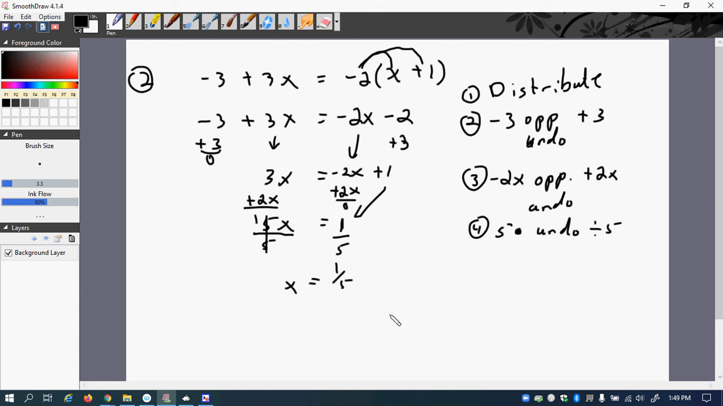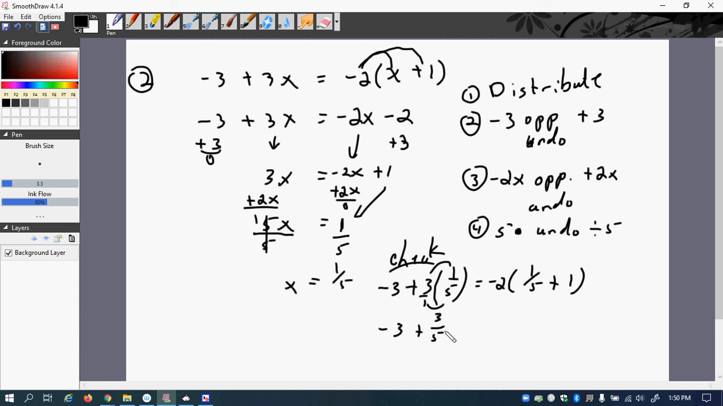Ooh, now we must do the check. That check is more difficult because we have a fraction. Okay, so negative 3 plus 3 multiplied by 1/5, right? And then we have negative 2 parentheses 1/5 plus 1. So we have to multiply. We have to remember how to multiply fractions. Numerator multiplied and denominator multiplied. So negative 3 plus 3 times 1 is 3 over 5, because 1 times 5 is 5.